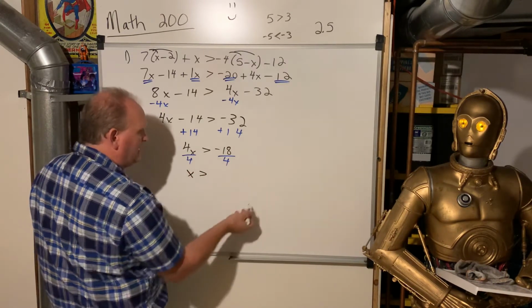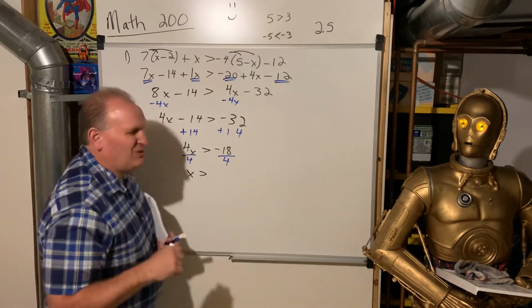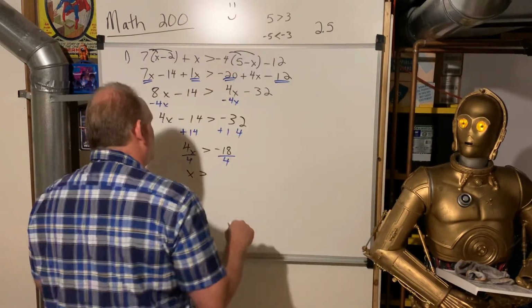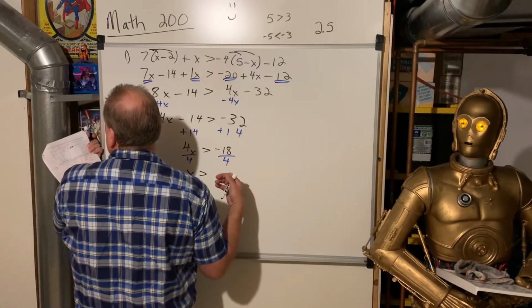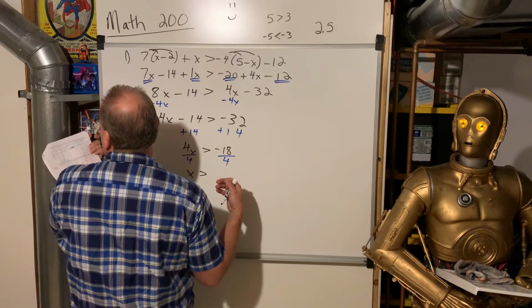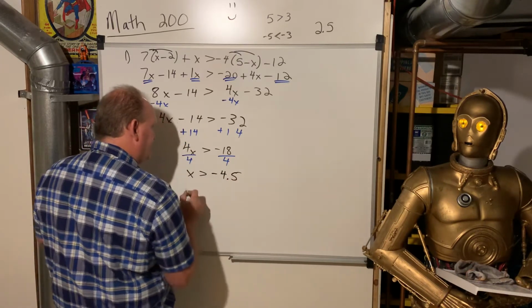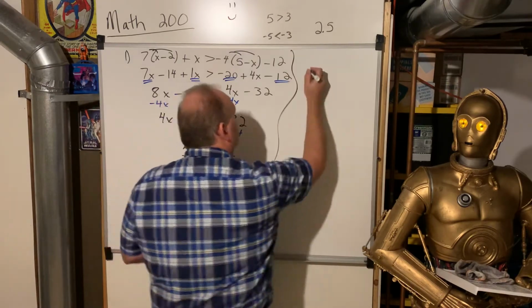Sometimes they'll want that as a fraction. If they wanted it as a fraction, we'd probably still want to write it as a mixed number and make it negative 4.5. But since there's no instruction on how to leave it, I'm going to go with the decimal. And now let's do the graph.